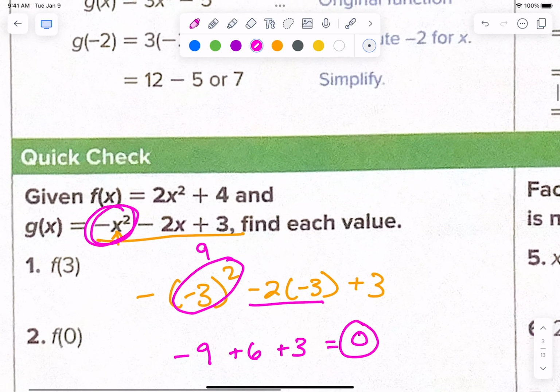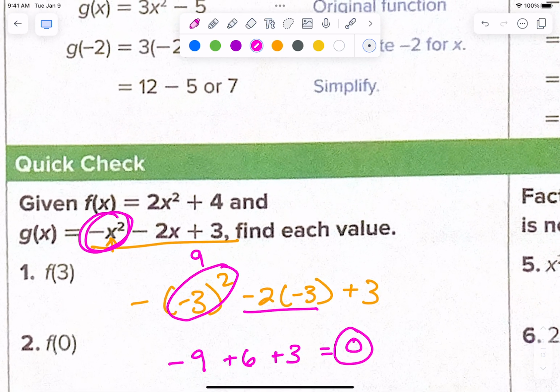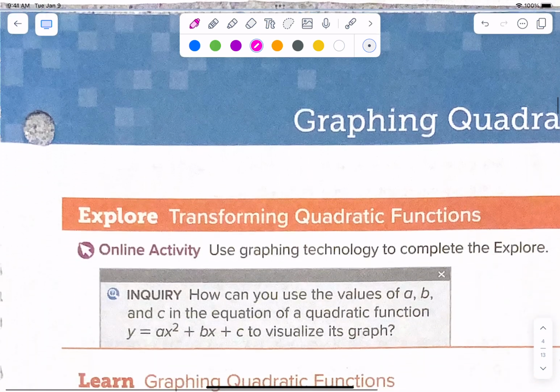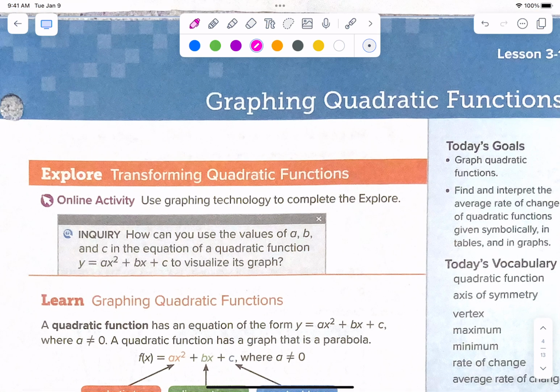Okay, so that's just warming us up. All of these are quadratic functions. All of these are x squareds and stuff, okay? All right, go to graphing quadratic functions.